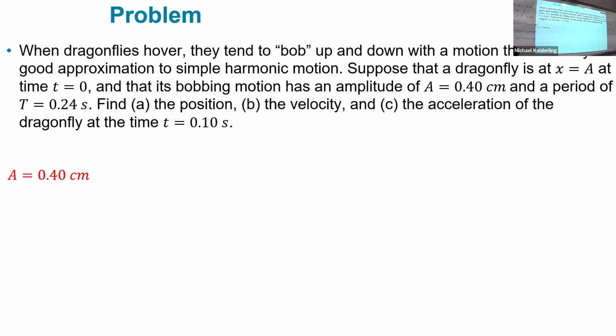So just a reminder of the things we know. Our amplitude is 0.4 centimeters. Our period is 0.24 seconds. We're interested in what is happening at time 0.1 seconds. And we want position, velocity, and acceleration. So I'll give you a few minutes to work this out.